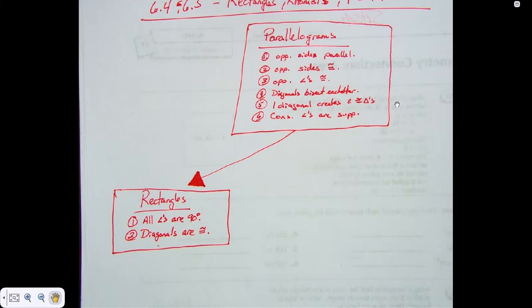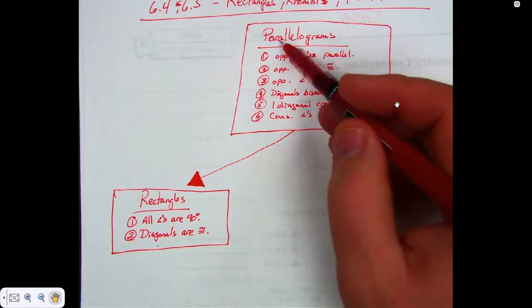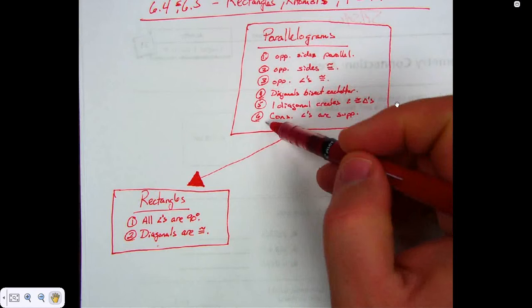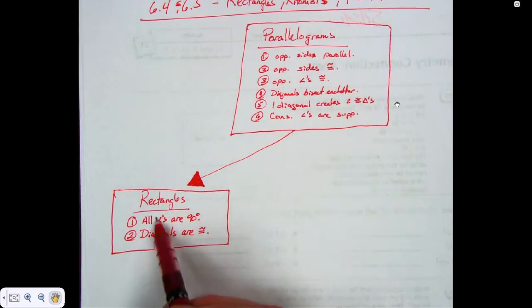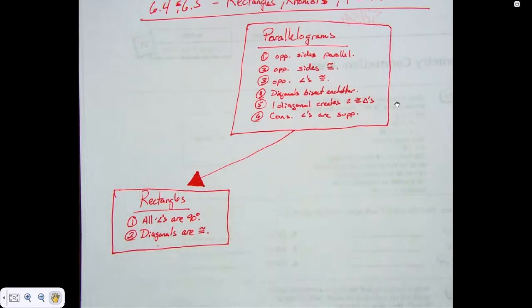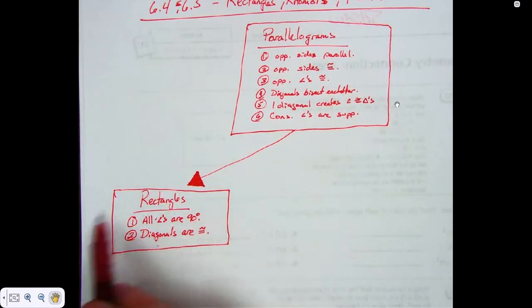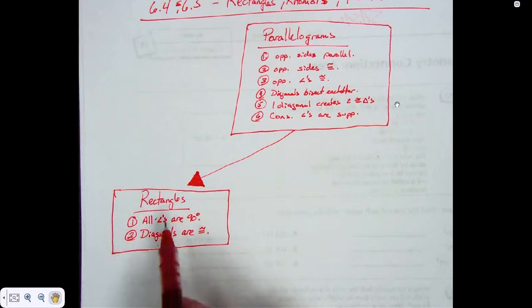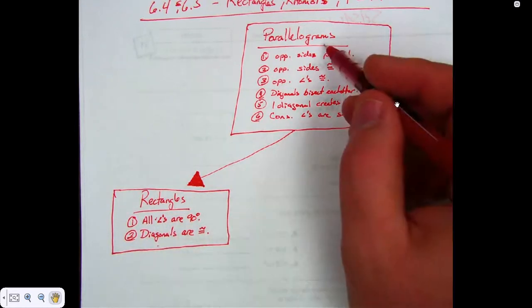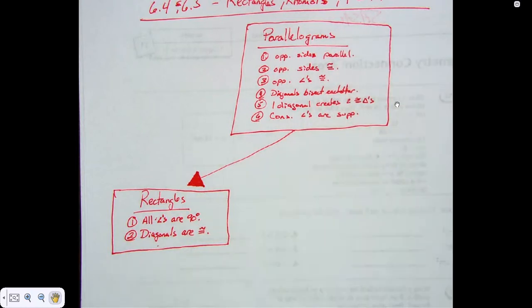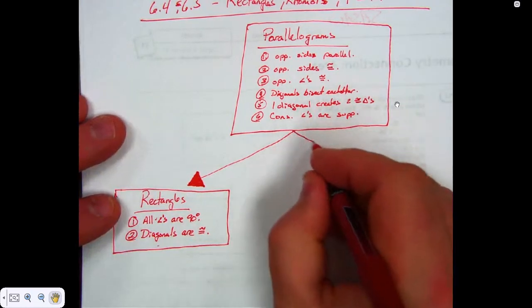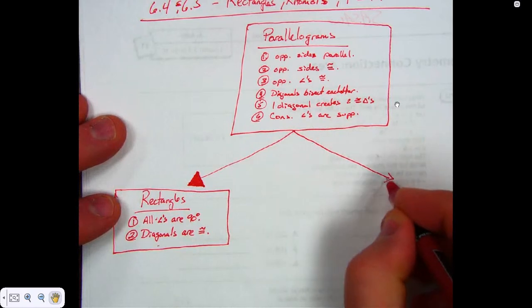What's 8? There's 6 parallelogram things. A rectangle is a parallelogram. So all 6 of these are true, plus this one and that one. These are the only 2 things that are only true about a rectangle. These are the things just specific to a rectangle. But a rectangle is a parallelogram, so all of these are also true. But those can't be. We're going to go over here.